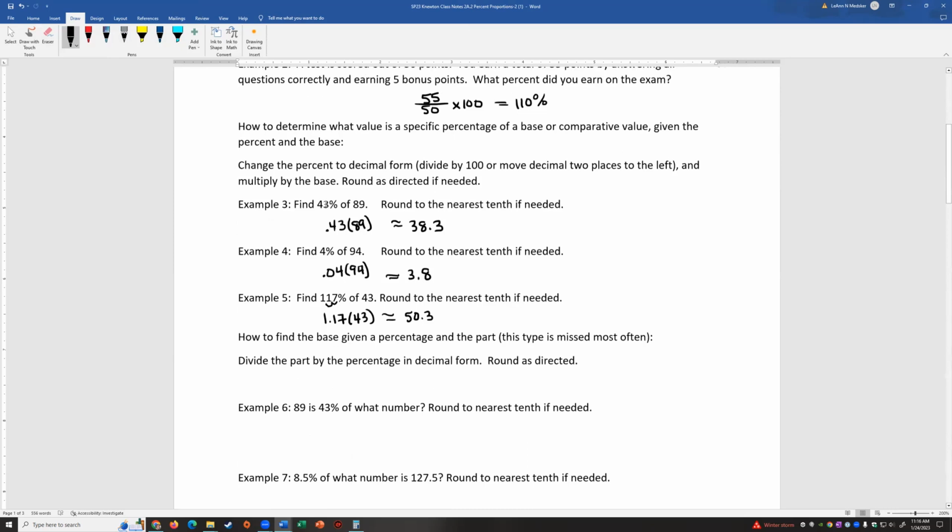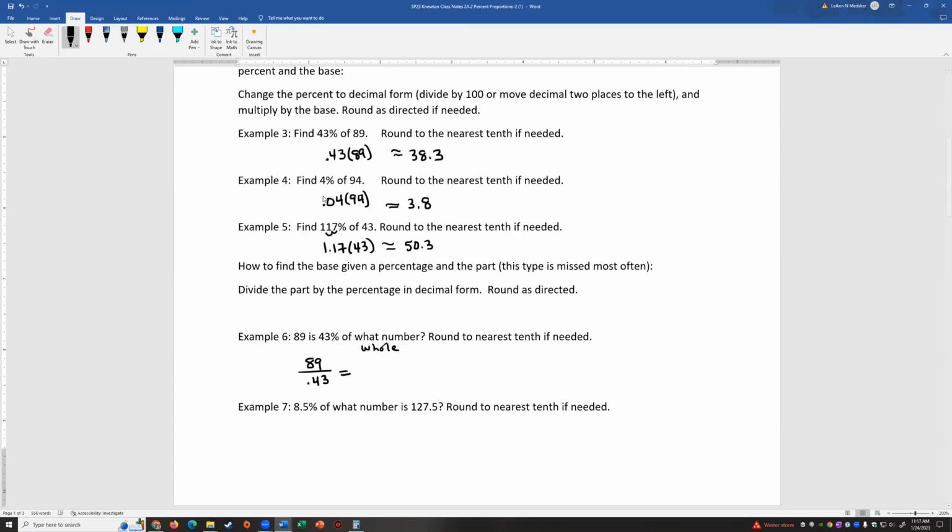How to find the base given the percentage and the part. This is the type most students miss. Notice this time we are saying 89 is 43% of what number? When we're looking for the "of what number," we divide the part by the percentage in decimal form. So 89 divided by 0.43 will tell you the whole. So this one would be 127 point, oh no, sorry, I read this backwards.